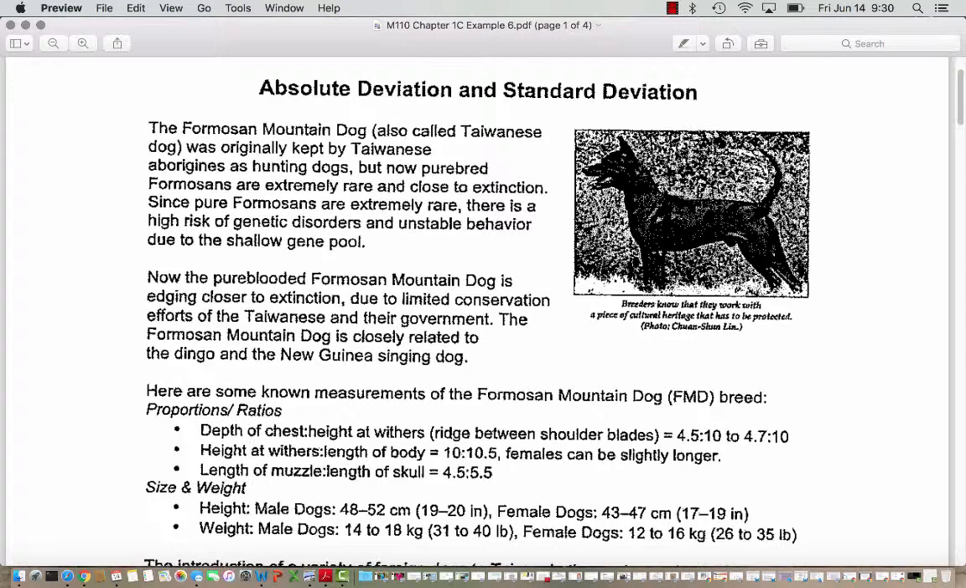This is example 6 from chapter 1C. We're going to cover absolute deviation and standard deviation. In this example, we look at the Formosa mountain dog, also called the Taiwanese dog, and it was originally kept by Aborigine Taiwanese as hunting dogs. You can read through these paragraphs. You can also check out Wikipedia online, where I got this image from. There's lots of great information about this dog breed.